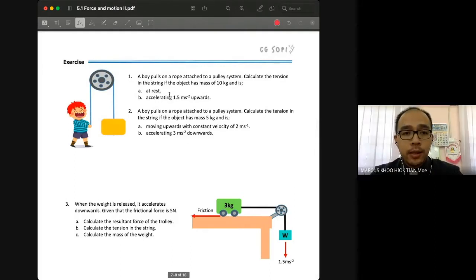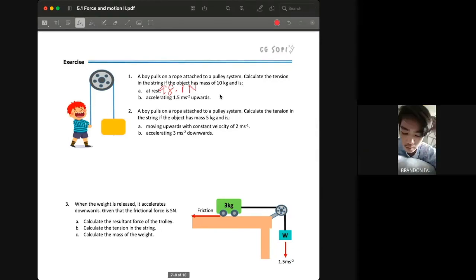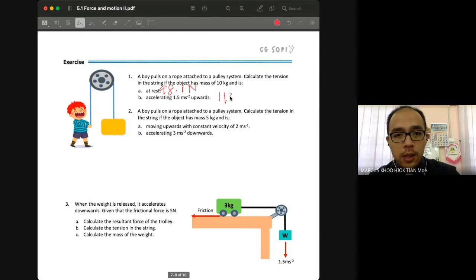98.1 Newton. Okay, 1B, 113.1 Newton. Does everybody agree with this? Okay, I think it looks legit to me.